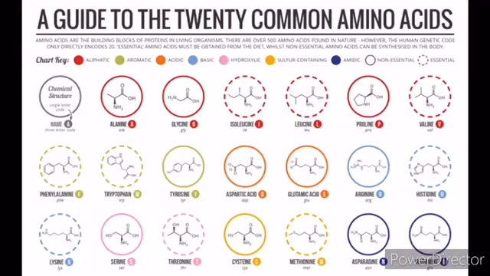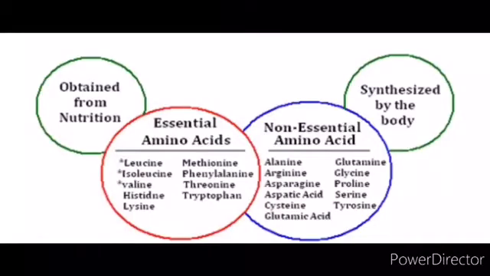There are 20 different types of amino acids, which are categorized as essential, non-essential, polar and non-polar amino acids. Essential amino acids cannot be synthesized by the body and therefore must be obtained from the diet. There are 9 essential amino acids. Non-essential amino acids are produced by the body, even if we do not receive them from the food we consume. There are 11 non-essential amino acids.